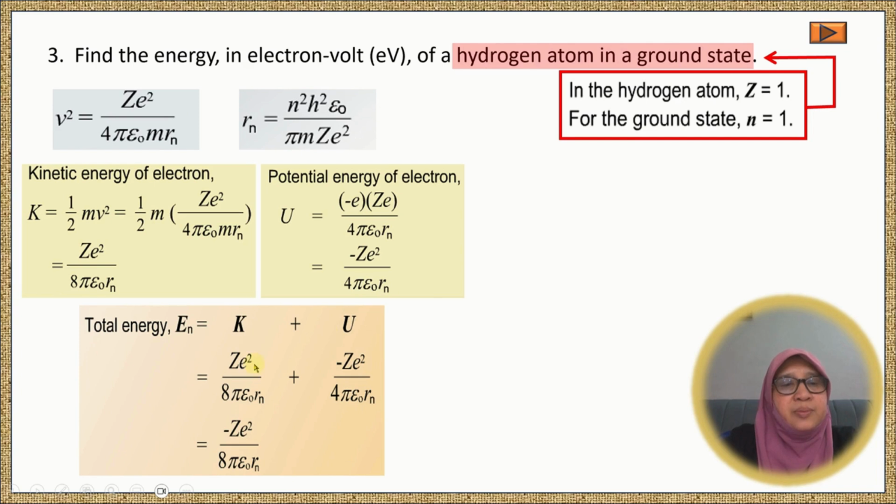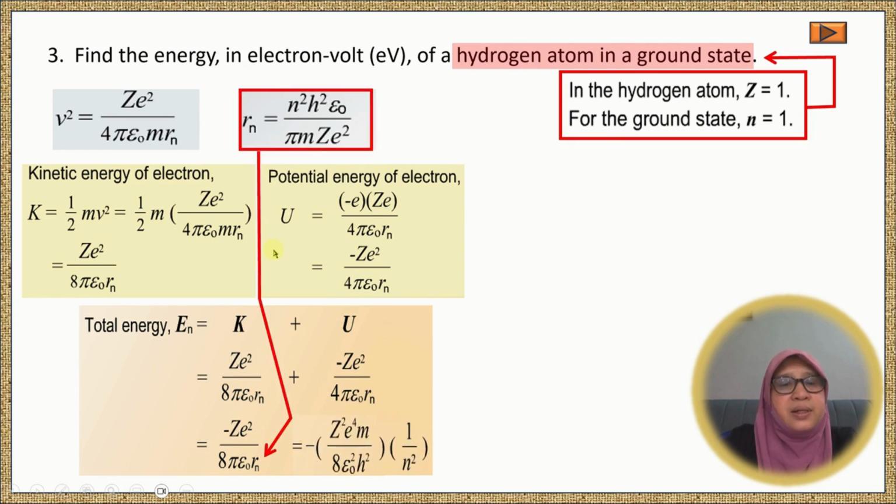Kinetic energy plus potential energy, we get negative Z e squared divided by 8 pi epsilon naught r. The potential energy is negative, and the total energy, if we calculate, is also negative. In terms of n, we substitute the r in terms of n into the equation, and we get negative Z squared e to the power of 4 m over 8 epsilon naught squared h squared times 1 over n squared.